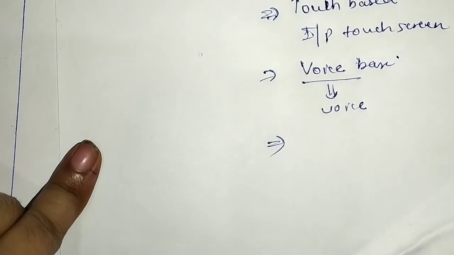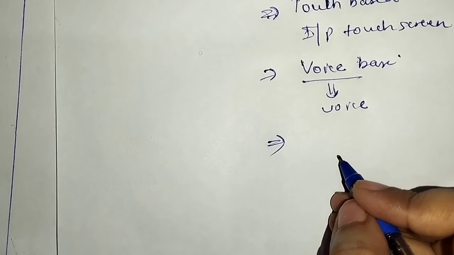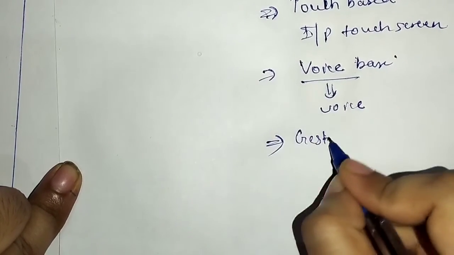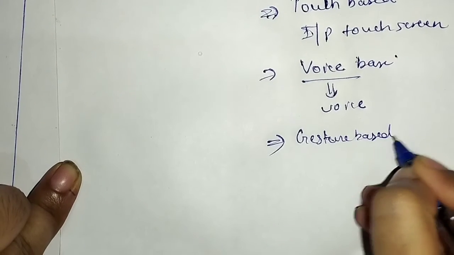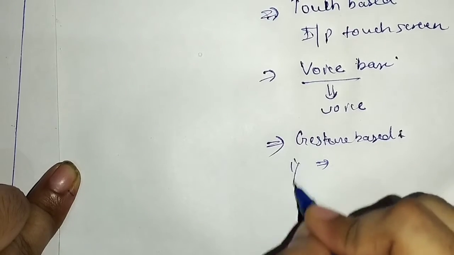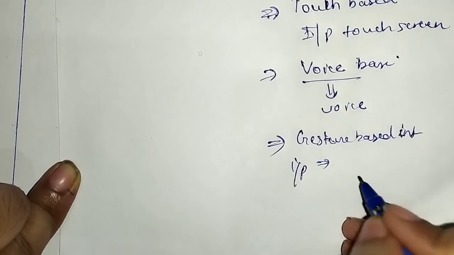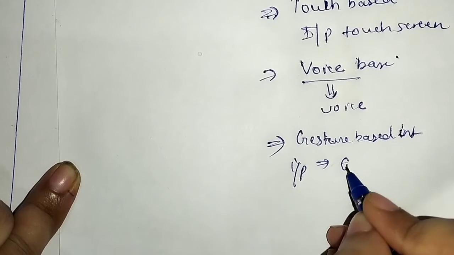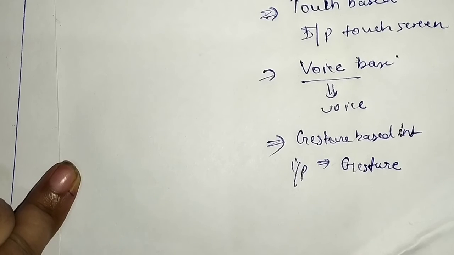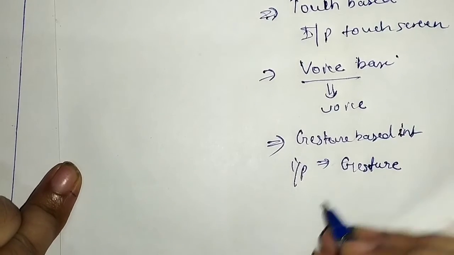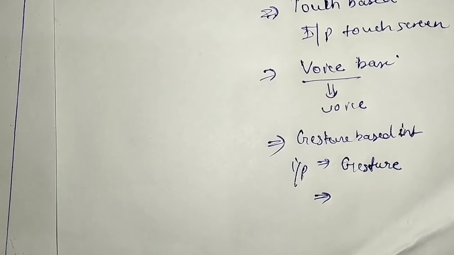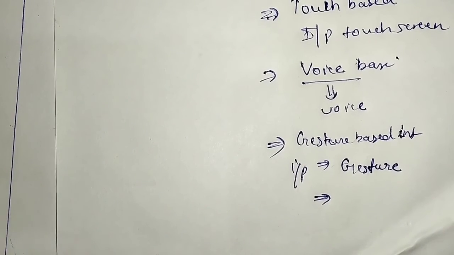And the fifth, which is today's technology, that is gesture based interface, in which the input is gesture. Gesture means your hand movements, your eye motions, etc. So these are the 5 interfaces that we have discussed. So this is about today's lecture.